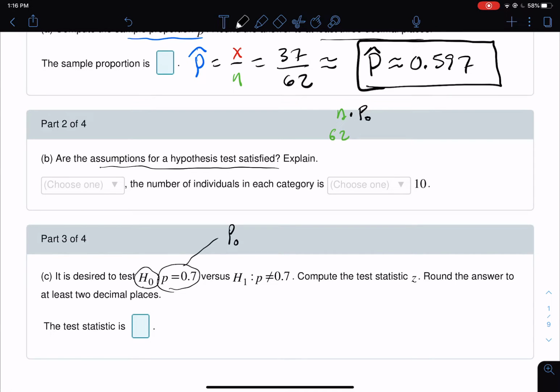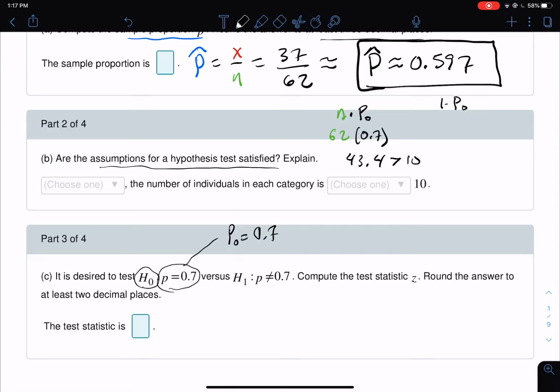That is our population proportion from the null, which is 0.7. So we're going to use that. When we multiply those two numbers, we get about 43.4, and that is greater than or equal to 10. So that is at least 10, so that's satisfied. And the other one we need to look at comes from 1 minus p naught.